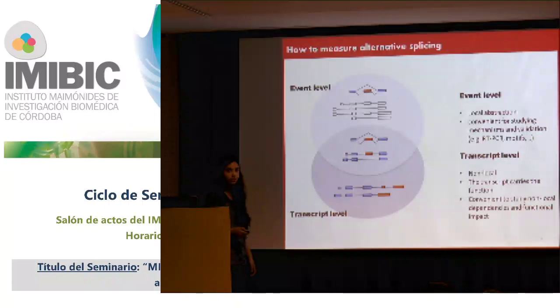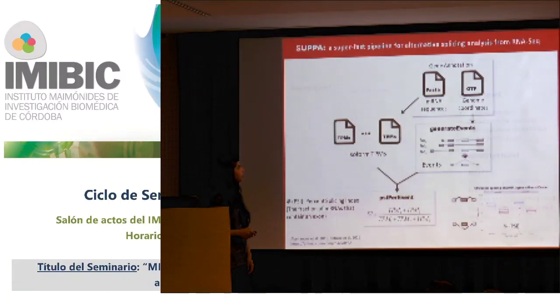Event level and transcript level, and I will explain later. And how do we study splicing? For our analysis, we use the tool developed in our lab. It is called SUPA. What it does is take the TPM, transcripts per million scores, from different experiments. We use TCGA, so FASTA sequences. You get the transcript scores for each isoform, and then from these isoforms, we derive at event level the PSI value, which is percent spliced in.